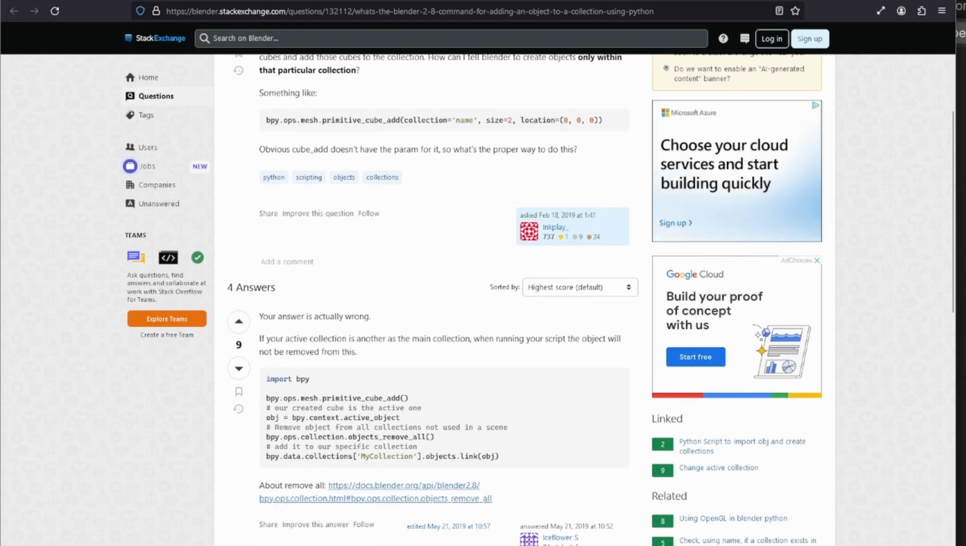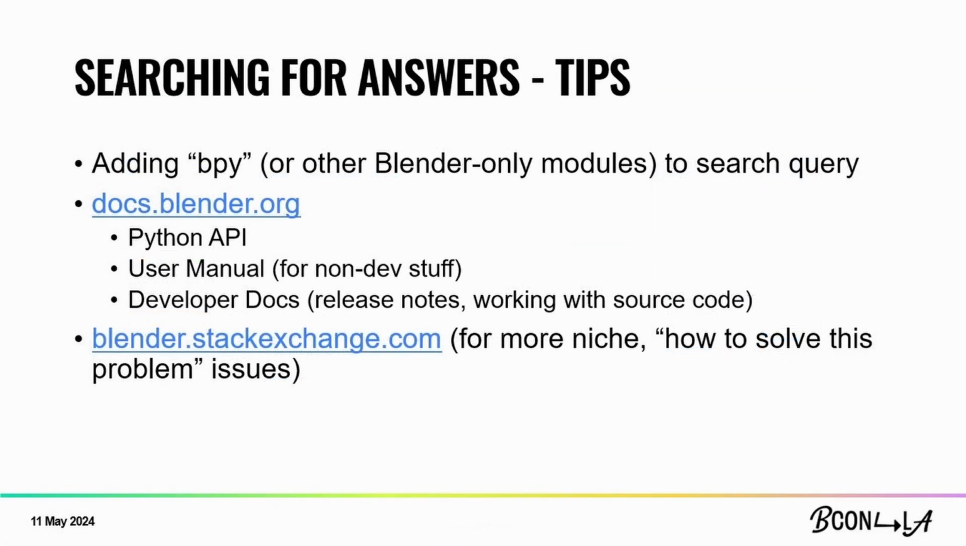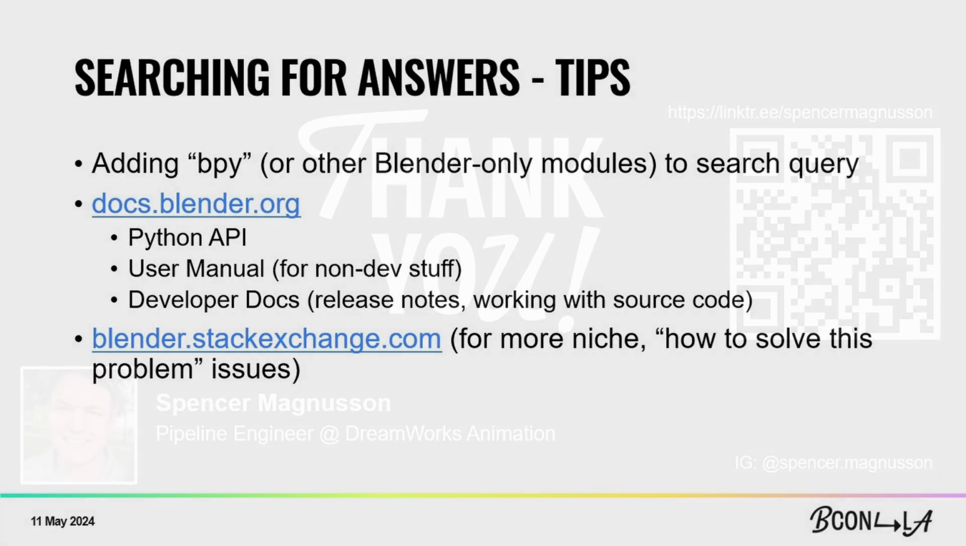Look at that. So that's an important thing to keep in mind: if you're using a search engine, add bpy to your search query, and that will help narrow down the results significantly to something Blender Python related. And again, I mentioned this earlier, docs.blender.org. And then also, as I went to from that answer, blender.stackexchange.com. That's also an easy place to get answers. It's usually for specific how-to-fix-this-problem types of questions.